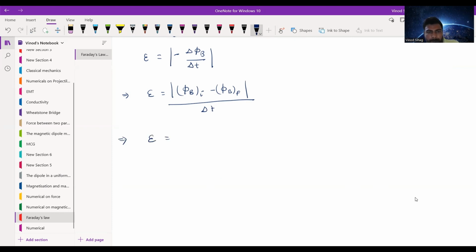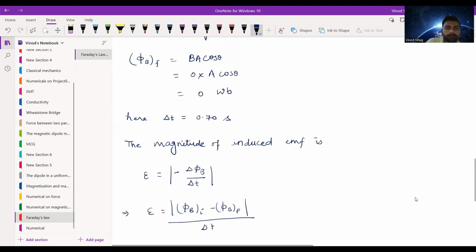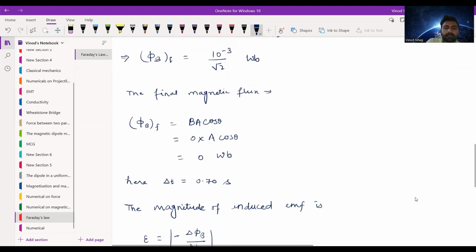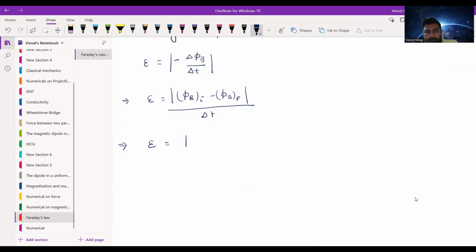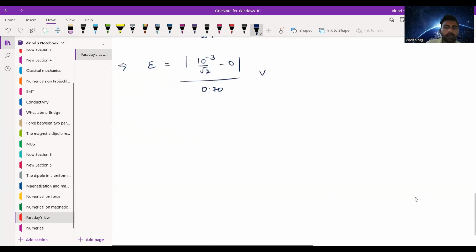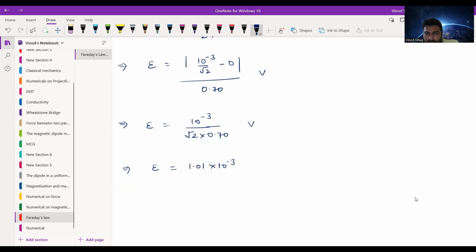So EMF will be basically, what was the equation here? So the first equation was 10 raised to the power minus 3 upon square root 2, minus 0, and the time given is 0.70 volts. Now, if we solve it further, then we will get 10 raised to the power minus 3 upon square root 2 into 0.70 volts. So finally, the equation will be 1.01 into 10 raised to the power minus 3 volts.